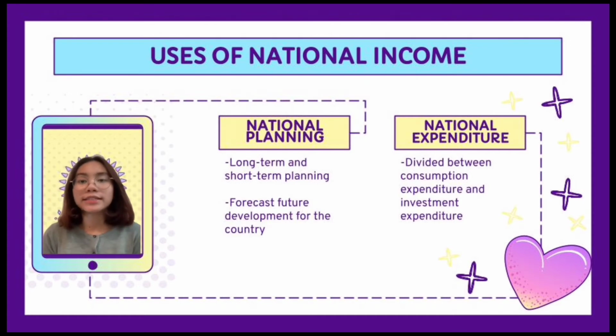The fourth one is national expenditure. With the help of national income data, the government will be able to see how the national expenditure is being divided between consumption expenditure and investment expenditure. Consumption expenditure is the spending done by households or individuals on goods and services, whereas investment expenditure is the spending used by the government or firms to create capital assets like buildings or schools and so on.